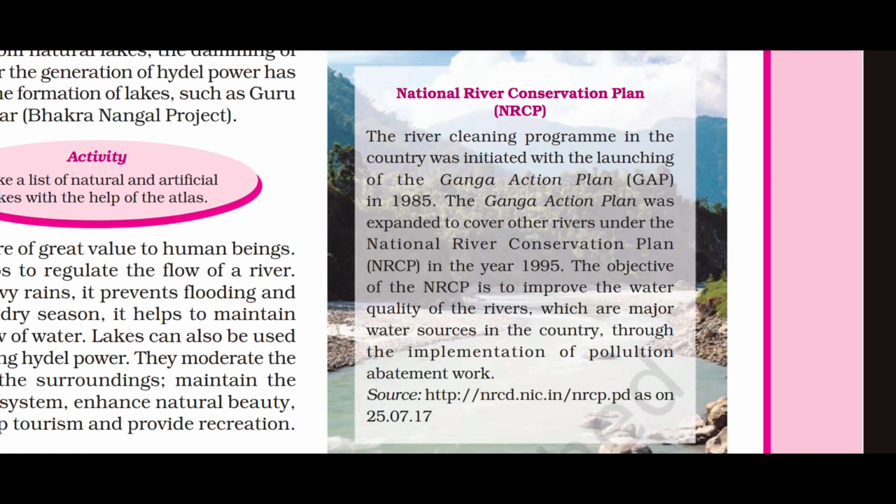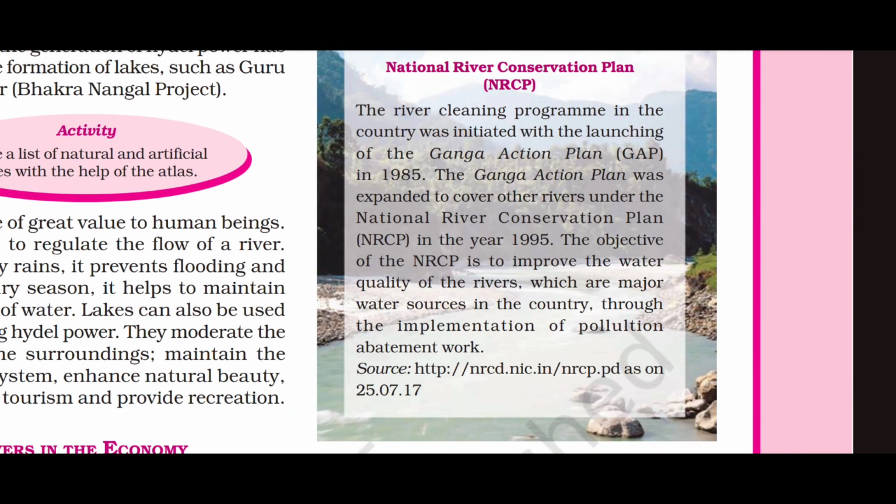Another fact from your chapter is the National River Conservation Plan, NRCP. The river cleaning program in the country was initiated with the launching of Ganga Action Plan, that is GAP, in 1985. The Ganga Action Plan was expanded to cover other rivers under the National River Conservation Plan, NRCP, in the year 1995. The objective of the NRCP is to improve the water quality of the rivers, which are major water sources in the country, through the implementation of pollution abatement work.